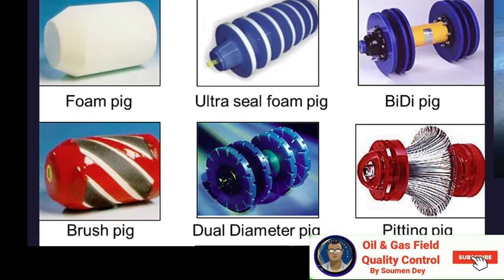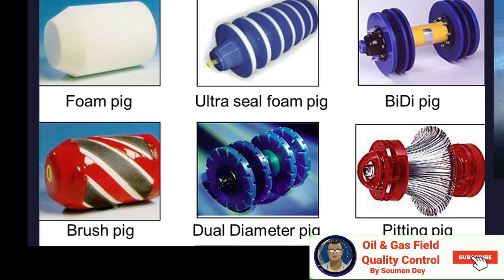Let us see what are the types of scrapers or pigs available in the market. You can see the photo of each pig, like foam pig. It is a soft pig made with foam. Ultra seal foam pig, bidirectional pig, which can be launched from the launcher side, and when received, it can be launched from the other side, the receiver side, without changing its direction. So it can be used in both directions.